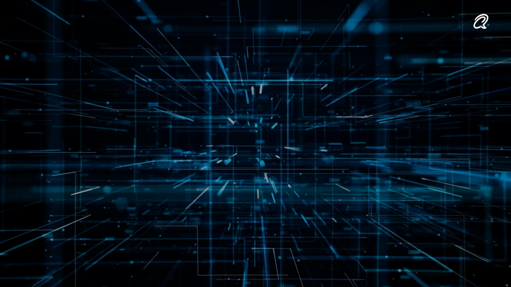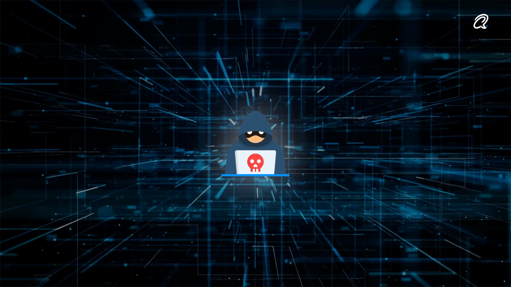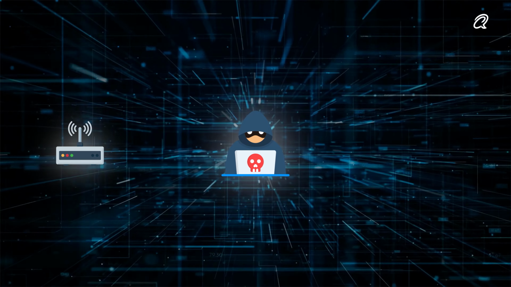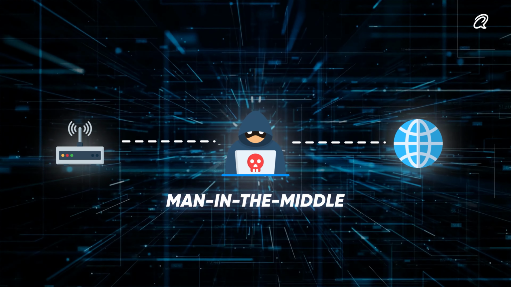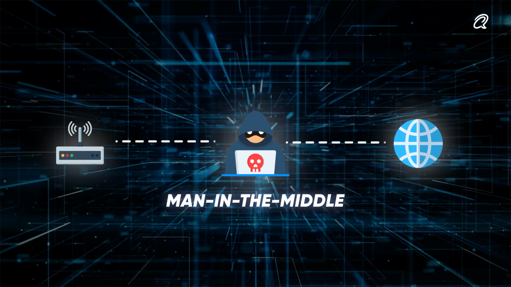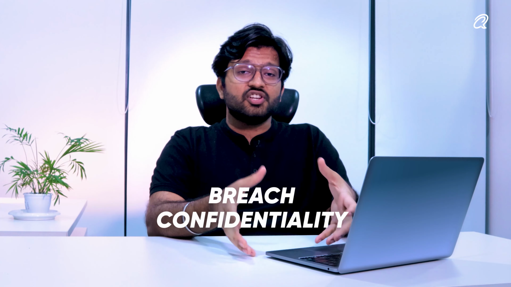An example could be an interception attack. Let's say there is a hacker in your Wi-Fi network and he is man in the middle at that time. So he can intercept all the traffic that is going through your router. Now he can access those files and read them. That would breach the confidentiality.